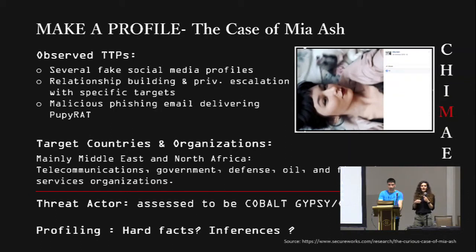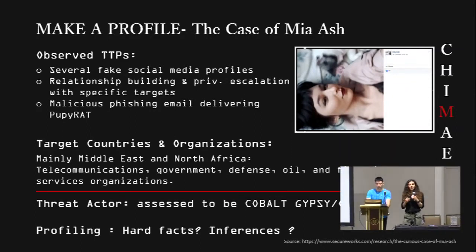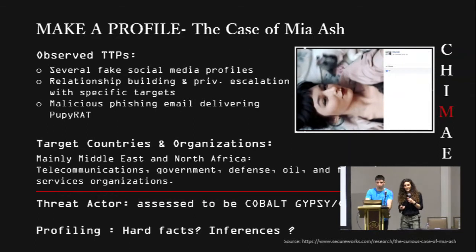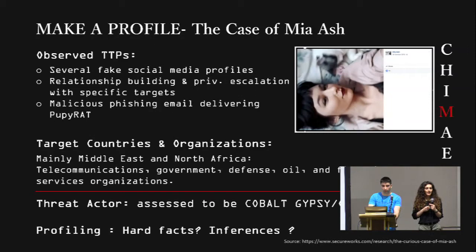Practically what Mia Ash was doing was creating several fake social media profiles and then, through them, trying to connect with key people that she was targeting, create a relationship, and then escalate privileges socially through other accounts and eventually through their work email. They did it successfully multiple times. Eventually, she would deliver a PoisonRAT through a malicious file that they would open and get infected.